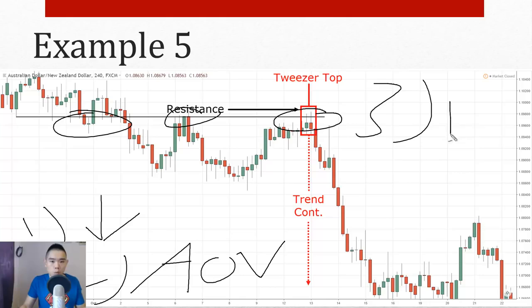Okay, number 3, what is the entry trigger? I think we got something called the tweezer top. As you can see, the price rejected the highs over here one time. Then it rejected here a second time, and finally closed near the low. So this is a tweezer top bearish reversal pattern. Traders can look to go short.